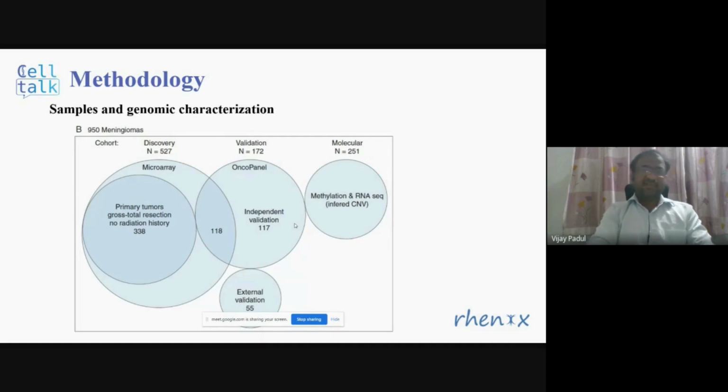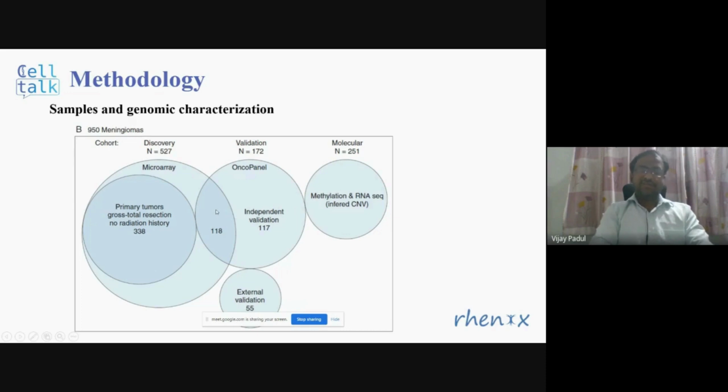This slide gives an idea about the samples that were used. In total, 950 meningioma cases were available. So there was a discovery cohort, validation cohort, molecular cohort and external validation cohort. These were the different groups in which samples were distributed. And as you can see, there are different overlaps and non-overlaps in the samples. So different techniques are available. Some tumors had microarray data, some had oncopanel data, and some, like these 118, had both kinds of data available.